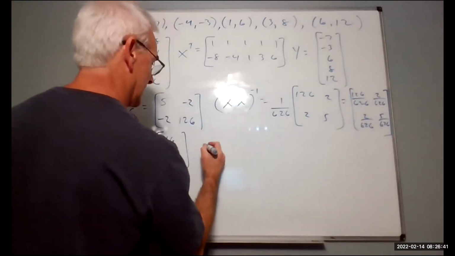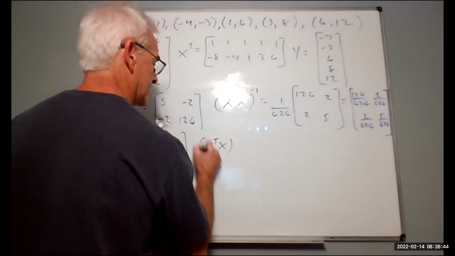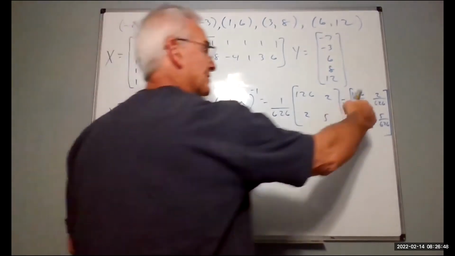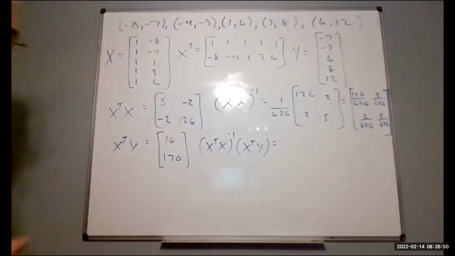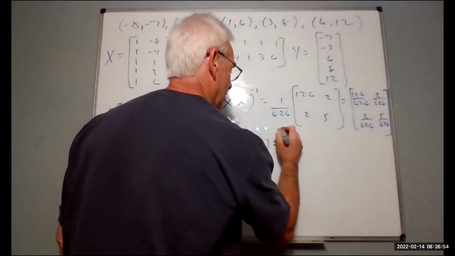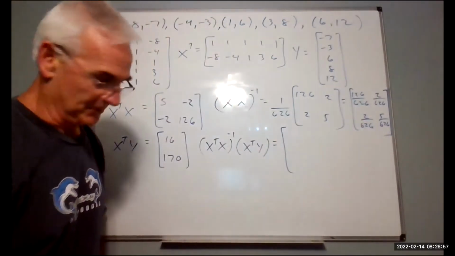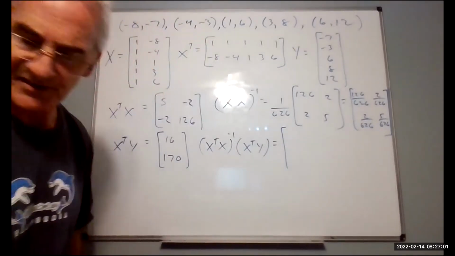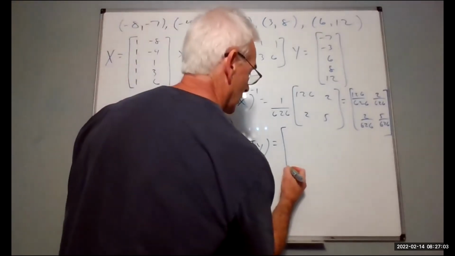So finally, I have X transpose X inverse X transpose Y. This is 2 by 2, this is 2 by 1, so this result will be 2 by 1. So when I multiply, and I use the fraction key on my calculator, I don't sit there and try to figure it out. By the way, don't convert to decimals. That's a bad idea.